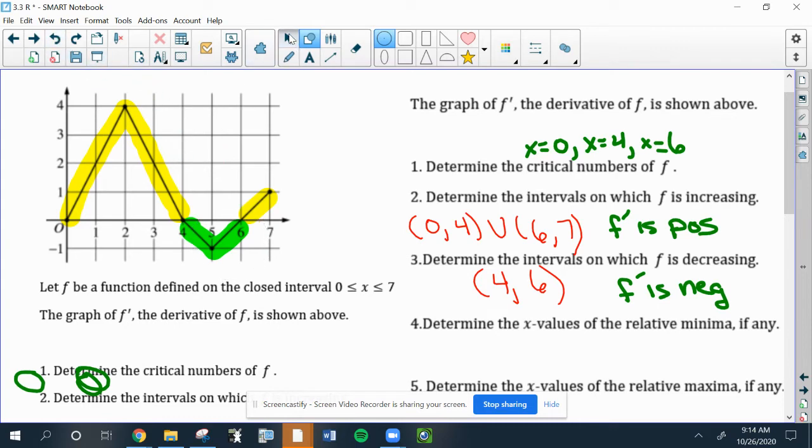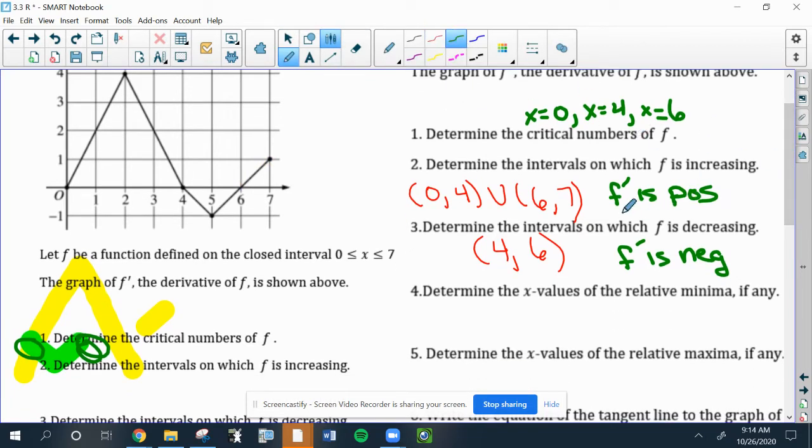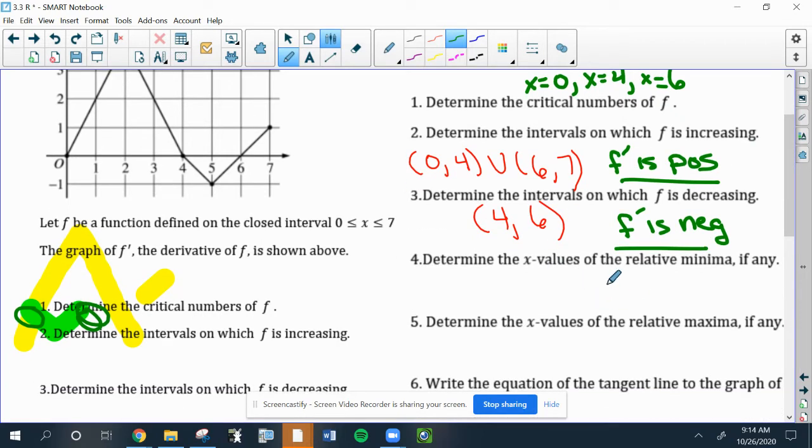The next question is to determine where the minima is, and then the maximum. So, as usual, I'm going to justify my answer, just like I did here and here, before I actually do the problem. A minimum happens when the derivative goes from negative to positive. And a maxima or a maximum occurs when a derivative goes from positive to negative.